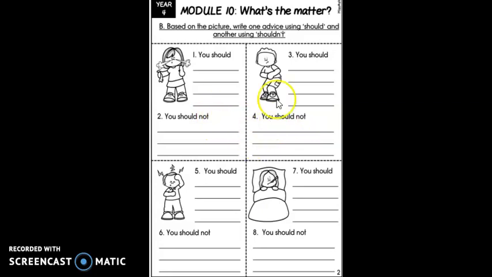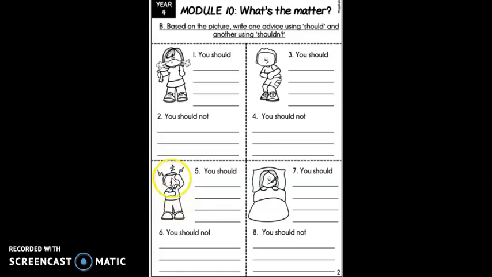Okay. How about number 3? What does this boy have? So, he's got stomach ache. So, what advice should you give? So, you should what? You should, kalau dia kena stomach ache, what advice should you give to this boy? You should not what?